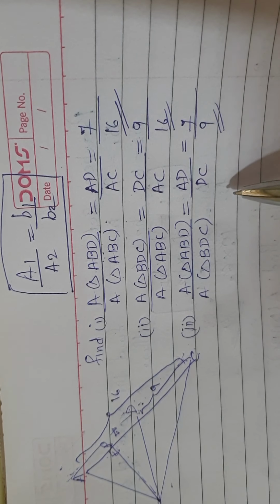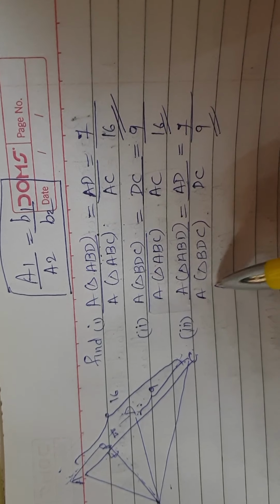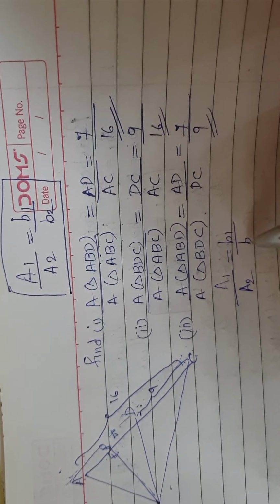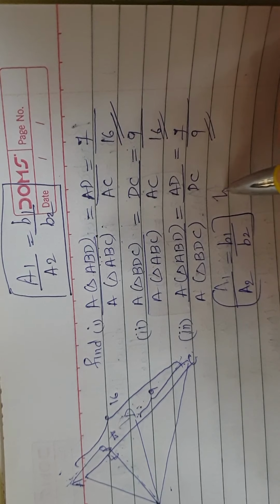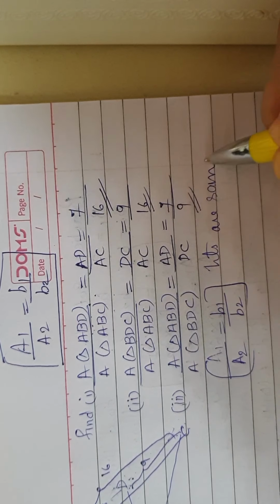DC. So it's AD upon DC, which is 7 upon 9. So which property have you used in this one? It is A1 upon A2 is equal to B1 upon B2 because their heights are same. Understand this? And with this, the solved examples get over.